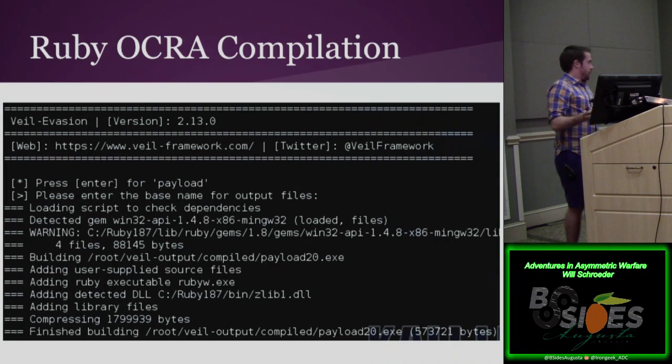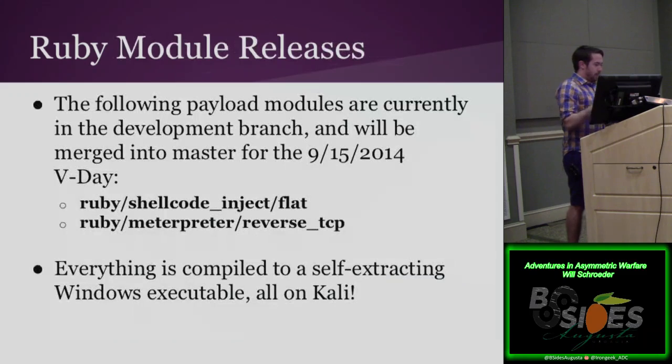All this Ruby stuff is pretty much the exact analog of PyInstaller with the approaches we have. We're going to be releasing the Ruby shellcode injector and Ruby interpreter stager. Again, they're in the dev branch and will be merged into master on our V-Day for this year, which is actually our one-year anniversary. Everything is compiled into a self-extracting Windows executable.